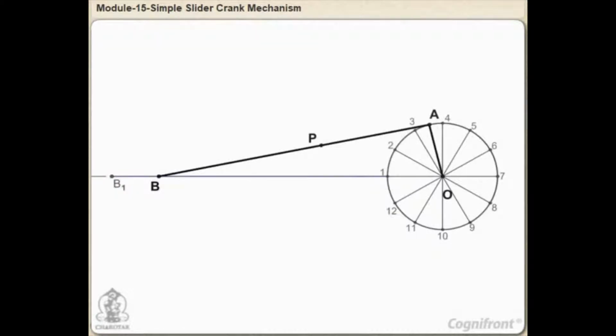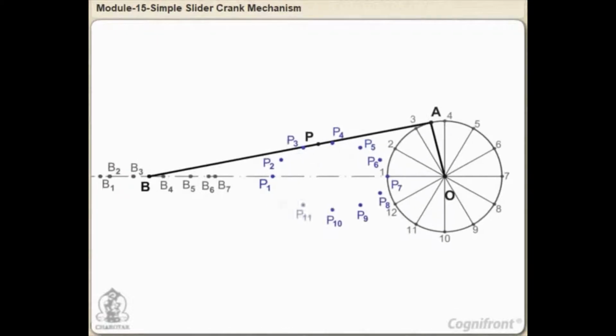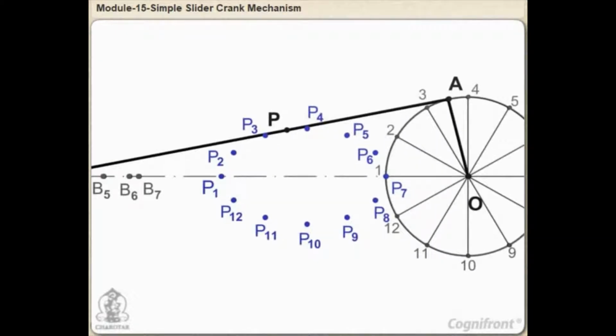Here we have to trace the locus of the point P on the rod at a distance from point A. Now, again with center 1 and radius PA, cut the line 1B1 at point P1. Obtain other points in a similar manner. Then, draw a smooth curve through these points. This curve is the locus of point P.